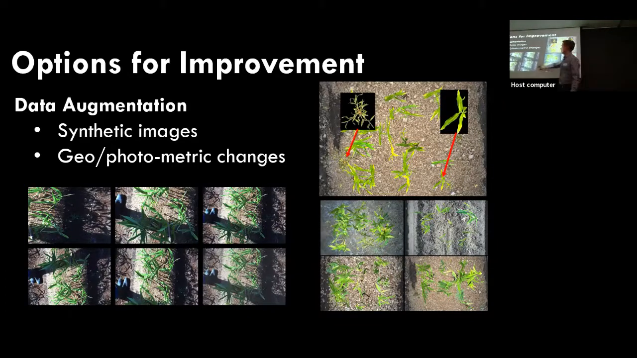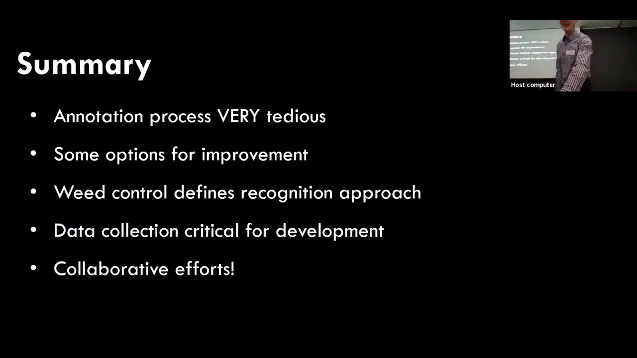The other option is to do geometric or photometric changes. So this is where you might flip images, crop them, zoom in, just change how the plant looks to the model. And data augmentation is a fairly standard process to improve the accuracy and reliability of that. So it starts off looking really hard, still is hard, but there are some options to make it a little bit better.